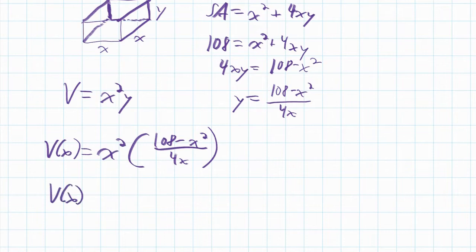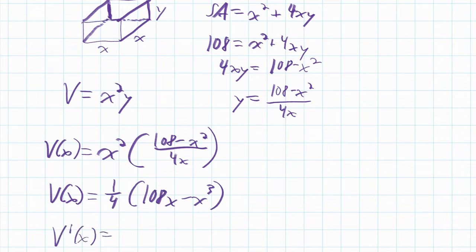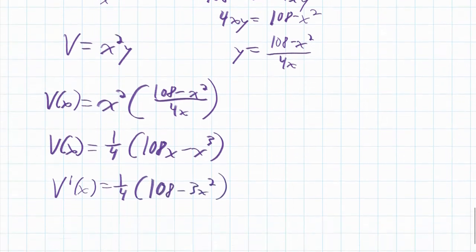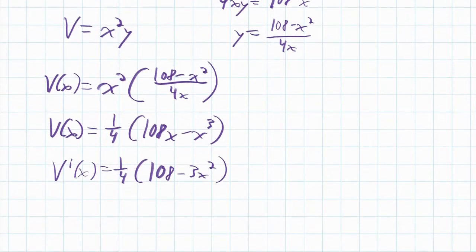Okay, let's clean this up before we take a derivative. I'm going to cancel some x's out, and I'm going to factor the 1/4 out. I actually get 1/4, and I'm going to move the x's in to become 108x minus x cubed, because this is going to enable me to take a better V prime. Then I get V prime of x is equal to, sorry, 1/4 times 108 minus 3x squared. That's that constant multiplier rule. I'm going to continue now to factor that 108.